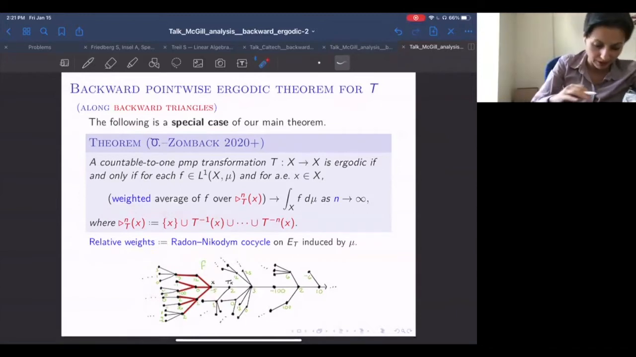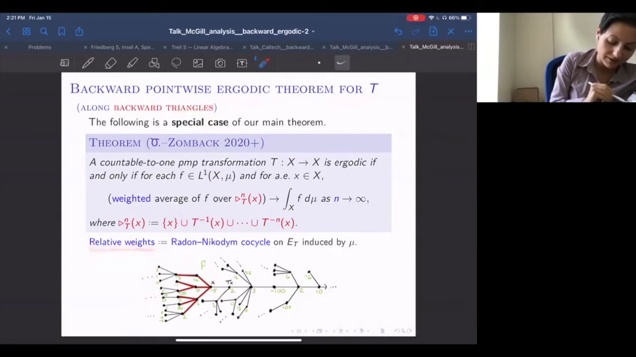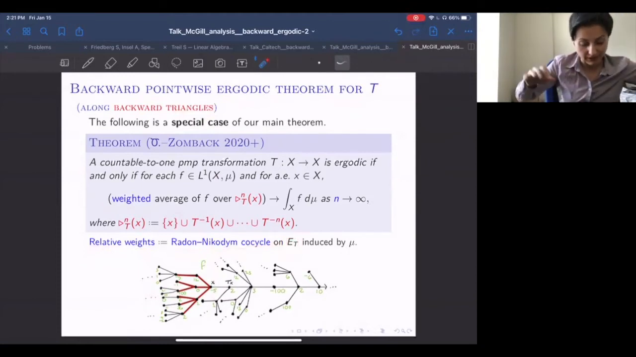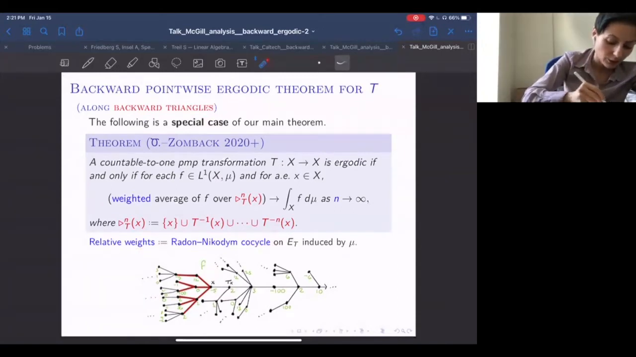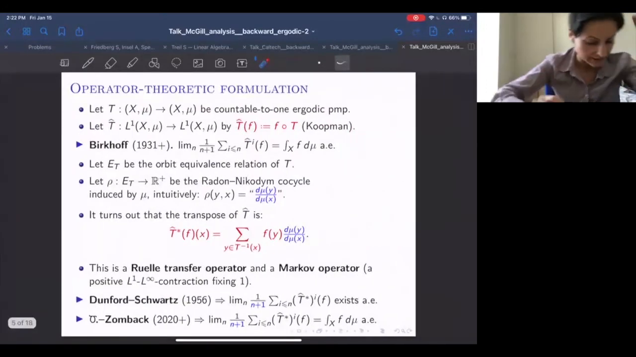However, this will become clear when I do the general case, not the special case. Okay, so now I promise you to explain this weight business. These weights are given by the so-called Radon-Nikodym cocycle on the orbit equivalence relation, so on the pairs of points with the same orbit. And this cocycle is induced by the measure mu. So okay, let's understand this.